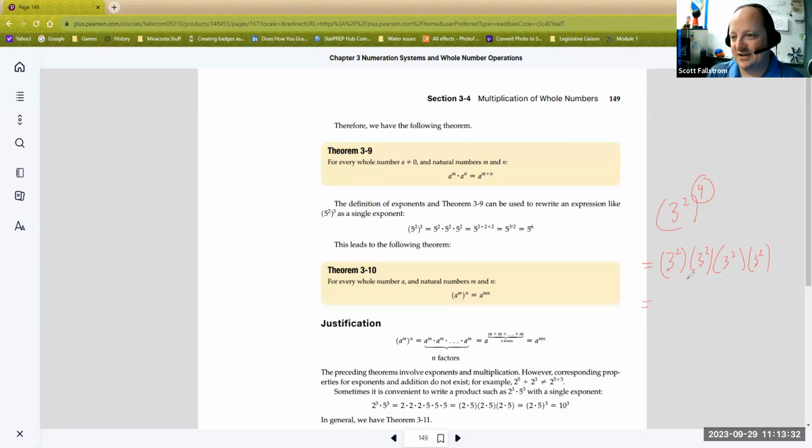Okay, well now I have 3 squared times 3 squared times 3 squared times 3 squared, and I just had the property that if I multiply, which I am, with the same base, which I am, that's this property, theorem 3.9, then I add the exponents. So I get 2 plus 2 plus 2 plus 2, which, if I rewrite it using repeated addition, would be 3 raised to the 2 times 4. In this case, I would have 8 3s.